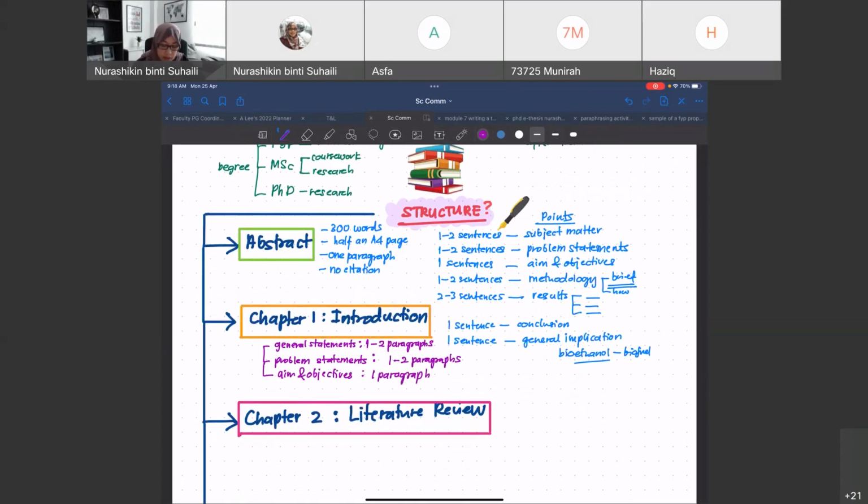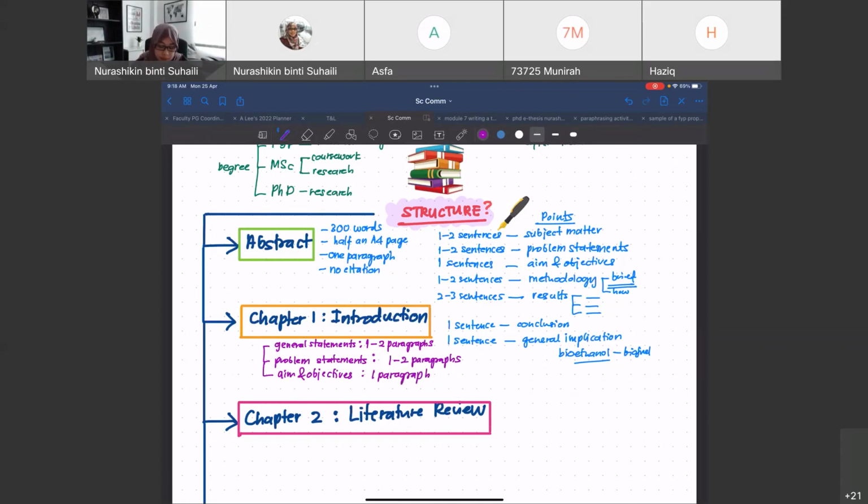And the length of chapter one, the introduction, is about 3 to 4 pages, or maybe 2 to 3 pages. 3 pages minimum, I can say. 3 to 4 pages for FYP, because FYP is not that long. 4, 5 pages. And sometimes it's not about the quantity, it's about the quality of the content, okay?